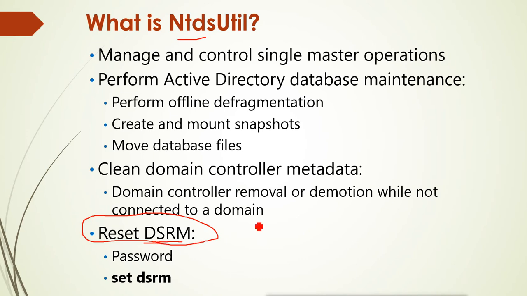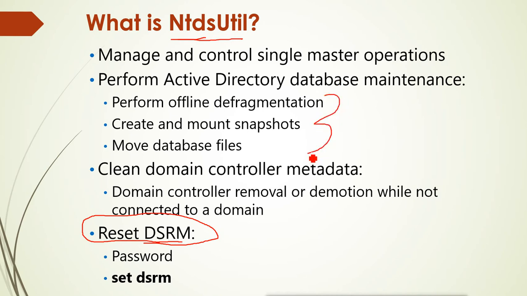So for going into the DSRM mode, you have to have the password which you configured when you were installing the Active Directory Domain Services. Now if you forgot the DSRM password, then you cannot go into this DSRM mode. So what can we do? We can reset the password by using NTDSUtil. And remember, it could be different from the administrator password. So if you know the administrator password but you forgot the DSRM password, you can reset it from NTDSUtil.